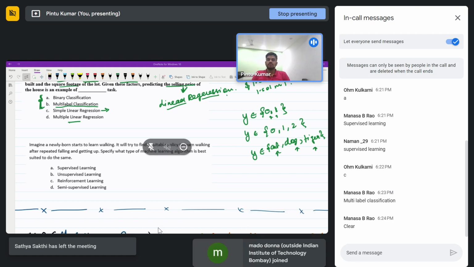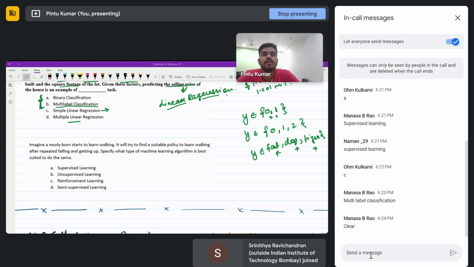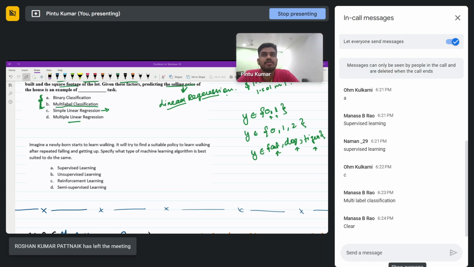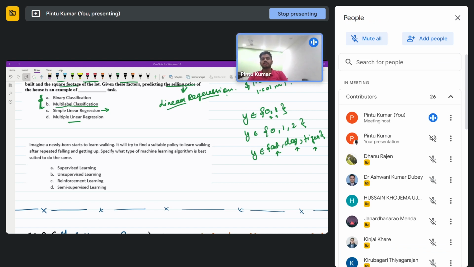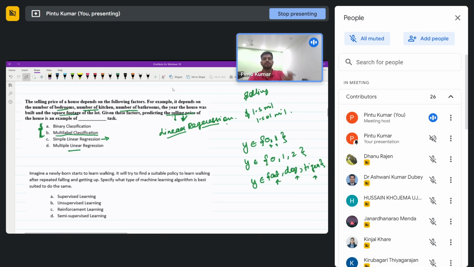Yeah. So imagine a newly born starts to learn walking. Sir, can you please explain the multiple linear regression again? Okay. So in simple linear regression, the quantity of interest that you have is a single output. In multiple linear regression, the quantity of interest is not single, but multiple outputs that you want to train your model for. Okay.